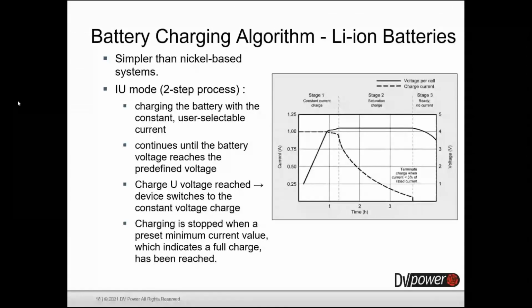The best method of charging the lithium-based battery is CC/CV mode. So you charge the battery with a constant, user-selectable current, same as for the lead-acid batteries. And this continues until the battery reaches the predefined boost voltage. When this voltage is reached, the device switches to the constant voltage charge, and this is stage 2. And the charging is stopped when a preset minimum current value, which indicates full charge, has been reached. So it's pretty much the same as for the lead-based system.